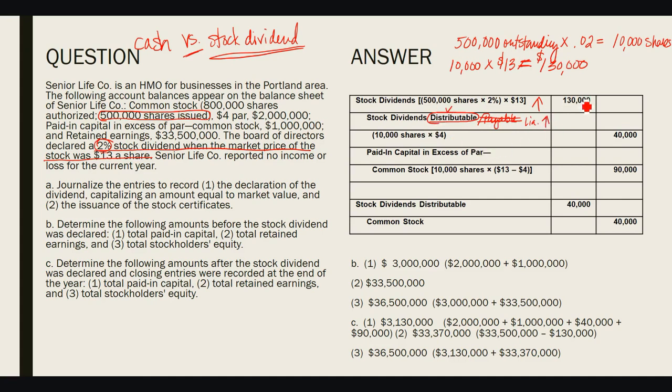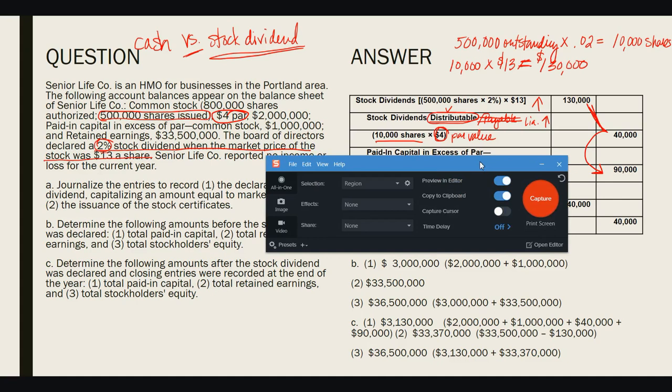And so the difference between the two, oh, remember, because it's stock that's being distributed, stock must always be listed at its what? Par value. So the par value is given to us, which is $4 par stock. So par value times the shares that we're going to issue as stock dividend is 40,000. The difference between the two is recorded as a credit to the PIK account, paid in capital in excess of par, common stock.